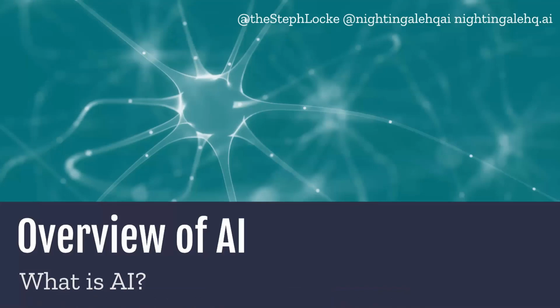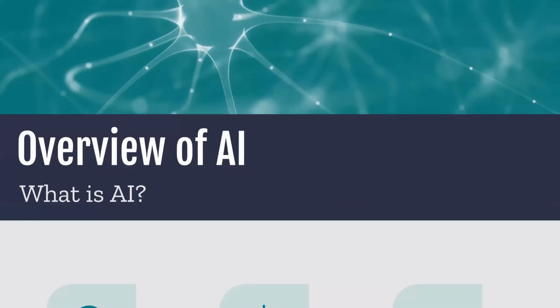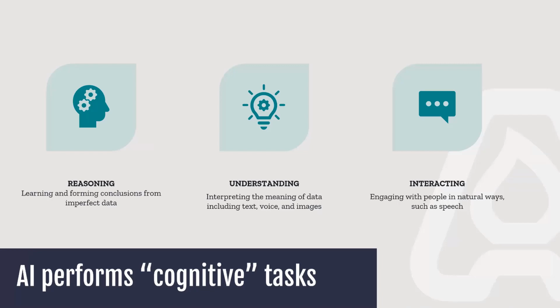First of all, a recap on what AI is. So AI performs cognitive tasks. So that's reasoning, understanding, and interacting. Sorry, we should also listen as well as part of our interacting.